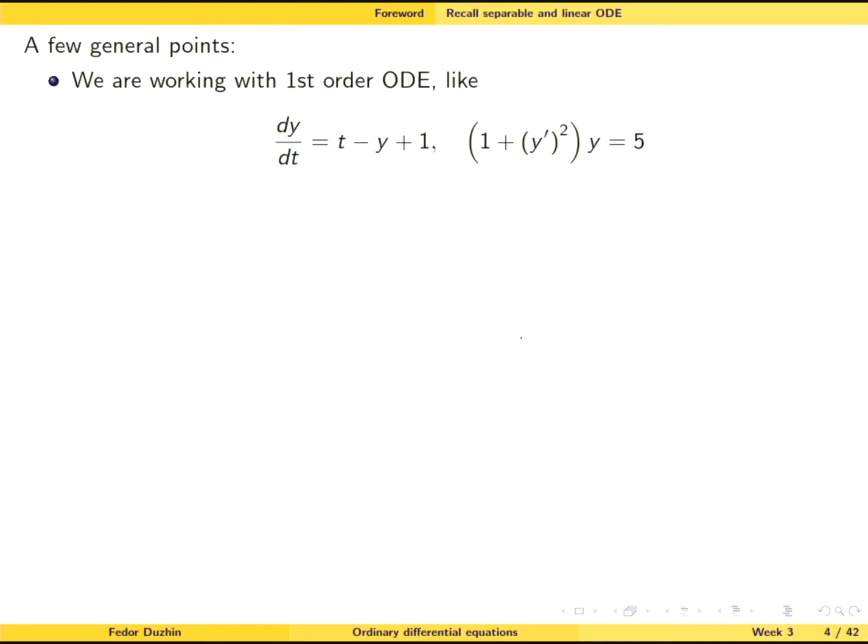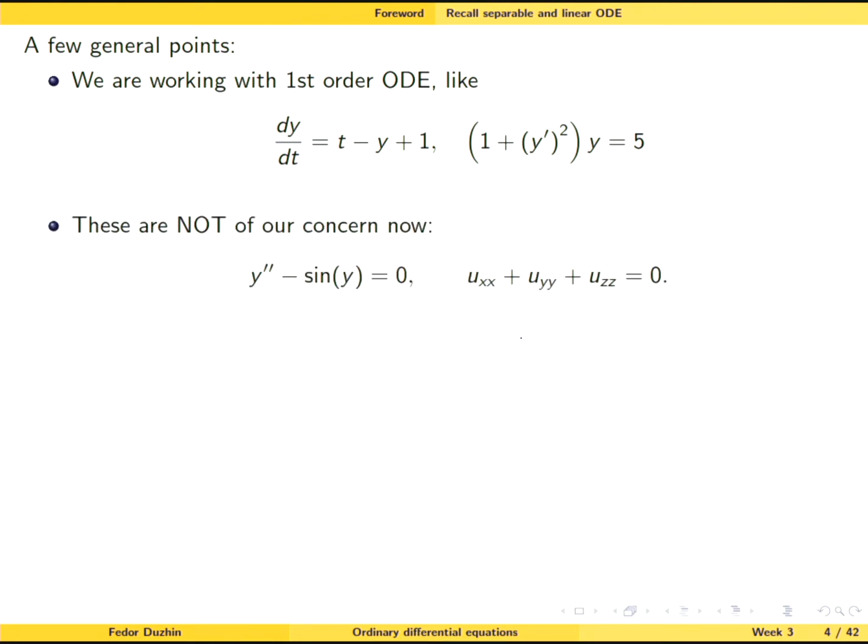So let me make a few remarks. We are working with first order ordinary differential equations. So for instance, second order ordinary differential equations are not of our concern now. Second order differential equations are going to appear in week 5. And partial differential equations are not even a part of our course. It's a different course.